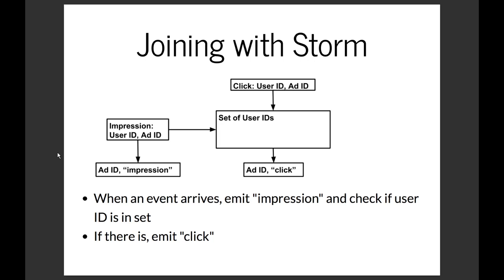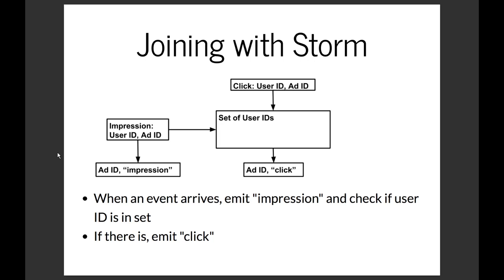If we hold a set of user IDs, then when the impression comes along, we can add it to our set, and then we can pass downstream that we've seen an impression with this add ID. When the click comes along, we can check to see if the set has the corresponding user ID, because we decided that we need to be much more accurate. Again, it's kind of an extreme case, but it's a nice example. We can check to see if we've seen the corresponding impression, and if we had, we emit the click event, and if we haven't, we hold it.